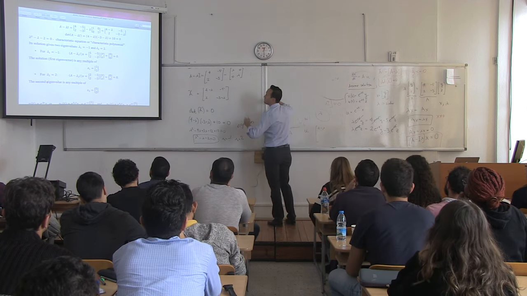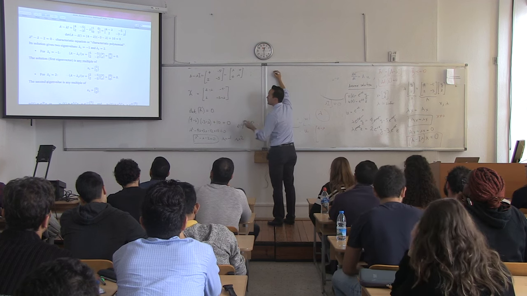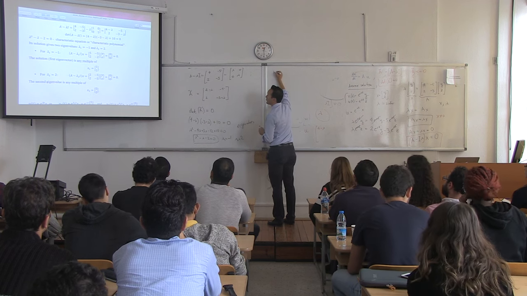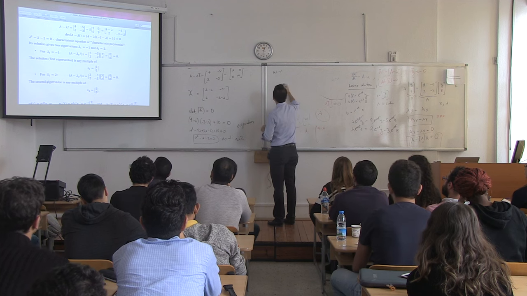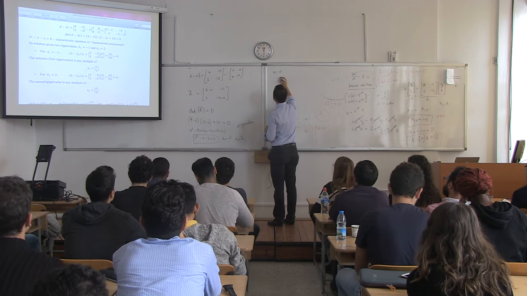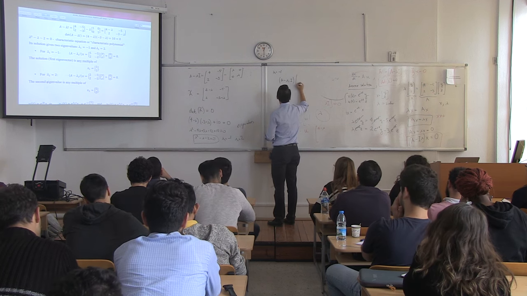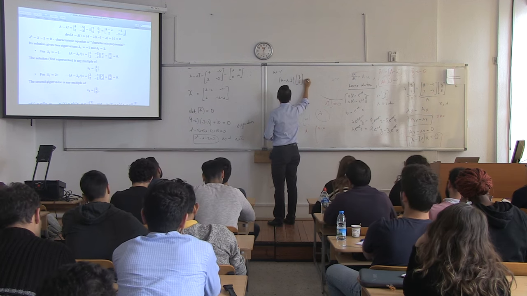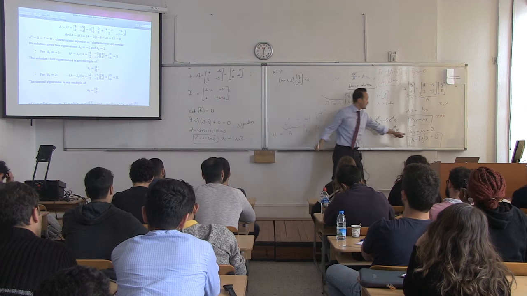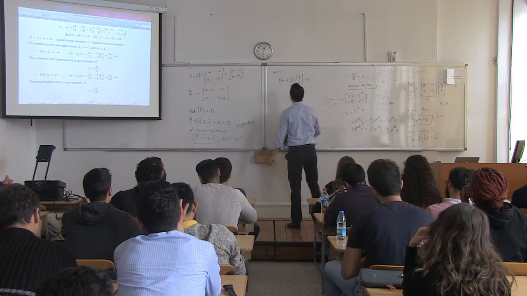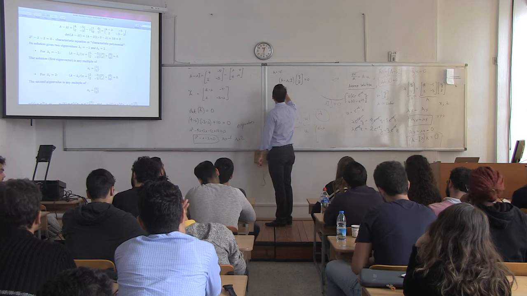So let's do that. For the first one, let's say lambda 1 is equal to minus 1. So let's do that. (A minus lambda 1 times I) times (y, z) should be equal to 0. It's this equation here. If you do that, you get what?